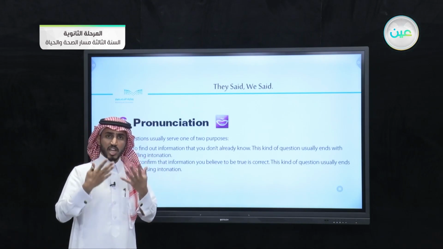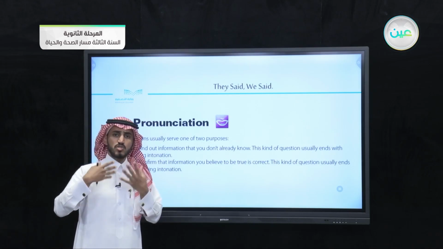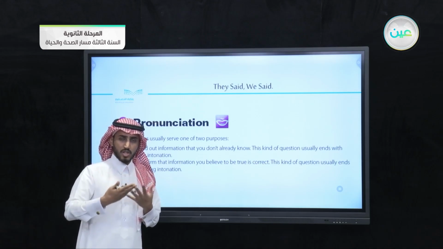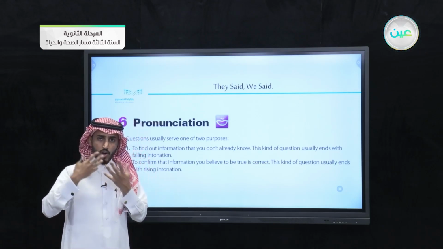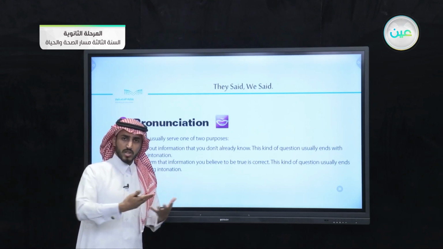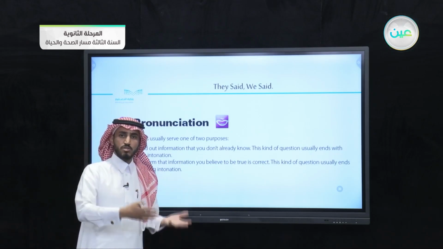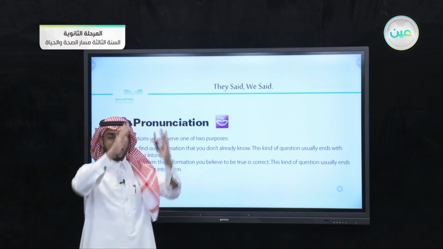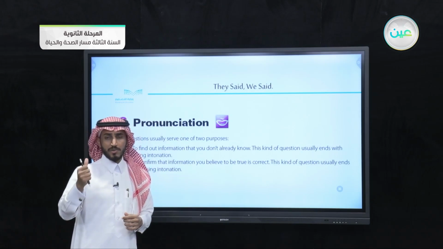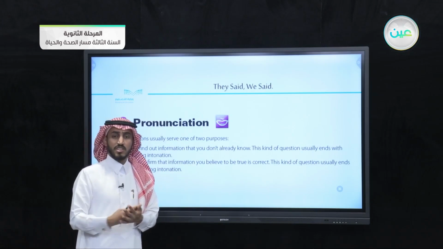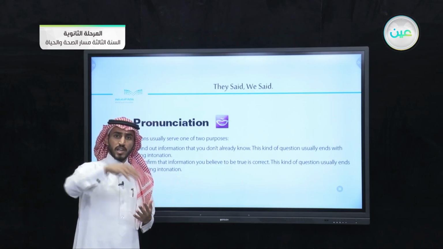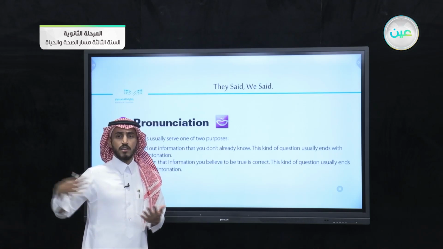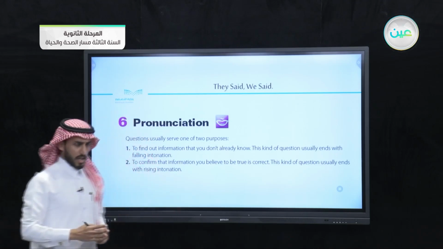Well, the falling intonation is that you start turning your voice down. Okay? The volume of your voice goes down. That is the meaning of falling intonation. Okay? Falling intonation and rising intonation. If you have no knowledge about something and you ask about it, then you use the falling intonation. If you want to confirm information in your mind, you use the rising intonation.